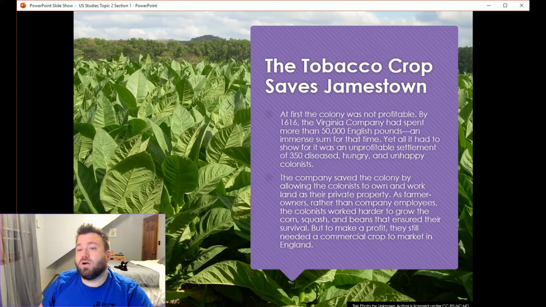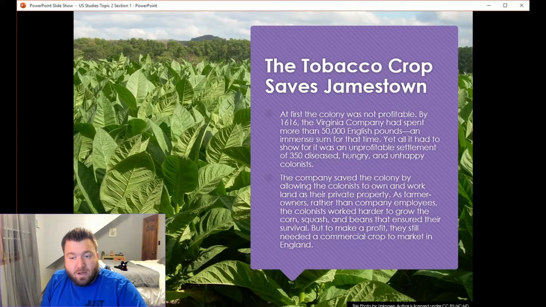The tobacco crop saves Jamestown. At first, the colony was not profitable. By 1616, the Virginia Company had spent more than 50,000 English pounds, an immense sum for that time. Yet all it had to show was an unprofitable settlement of 350 diseased, hungry, and unhappy colonists.